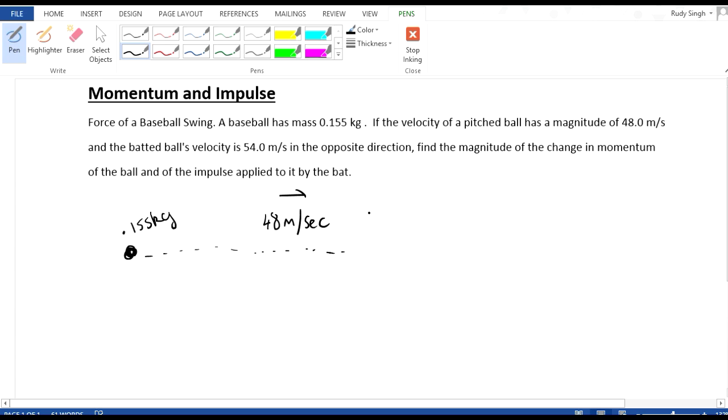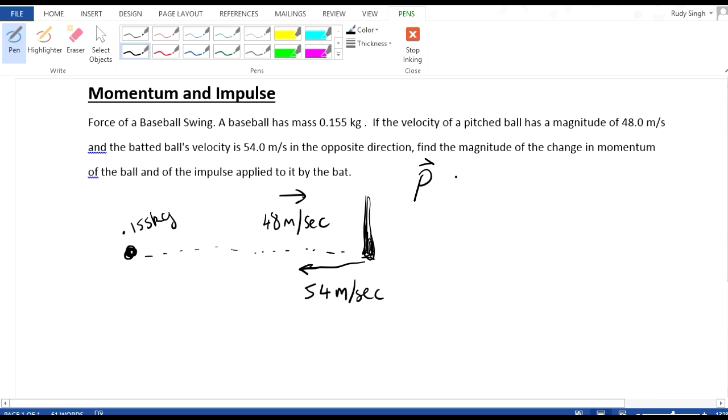And then the bat. So this bat hits the ball and sends it back this way. So it's coming in this direction, and then the bat hits it back in the opposite direction at 54 meters per second. Find the magnitude of the change in momentum of the ball and of the impulse applied to it by the bat.